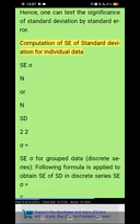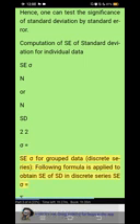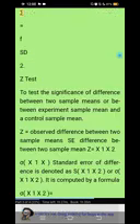Computation of SE of standard deviation for individual data: SE sigma equals sigma over the square root of 2n. SE sigma for group data, discrete series. The following formula is applied to obtain SE of SD in discrete series: SE sigma equals SD over the square root of 2 times summation f.